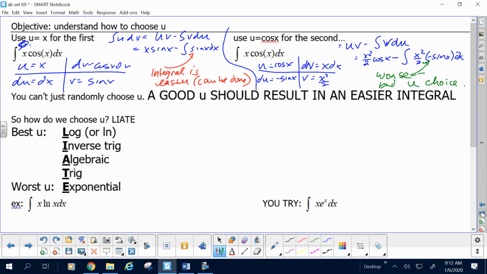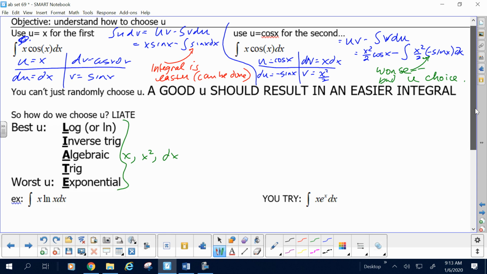All right. Now I'm not big on memorizing stuff, but there is a mnemonic that's pretty common in terms of the best way to choose u. The best possible u is log, especially natural log. The next best is inverse trig. So if you had something like arctangent, that would be a good u. Down the ladder then, algebraic. That would be like x or x squared, something like that. Those are all algebraic terms. Trig terms are bad. They don't go away. And exponentials are really bad. e to the x doesn't go away like x did. So those are getting into terrible use.